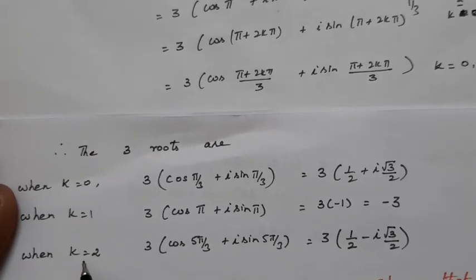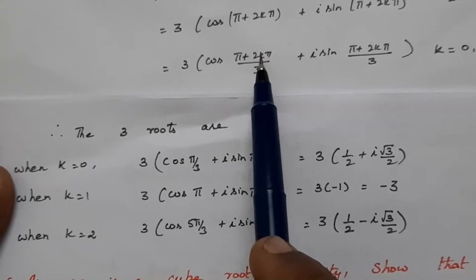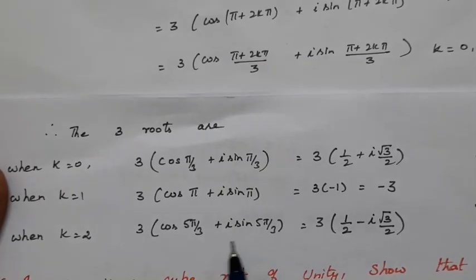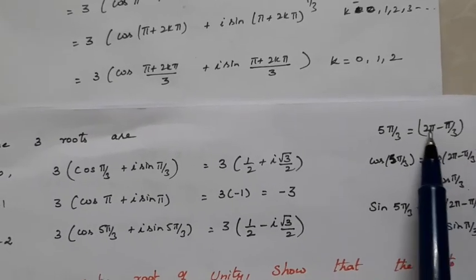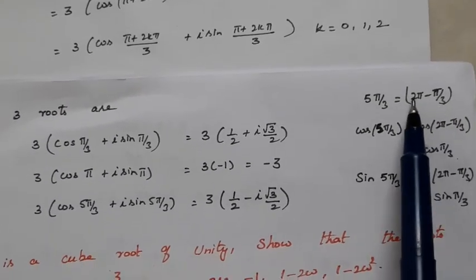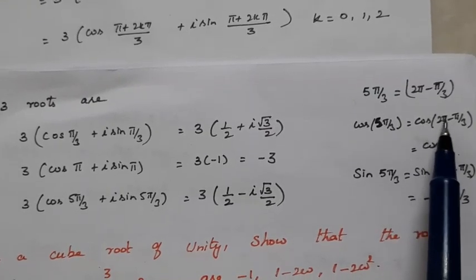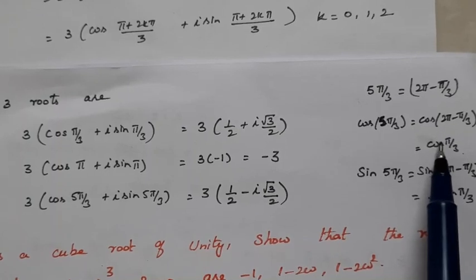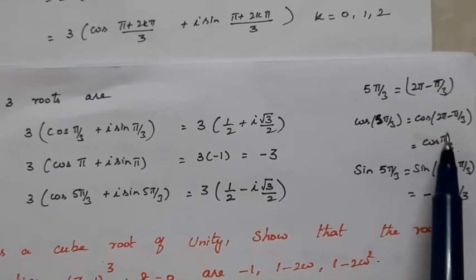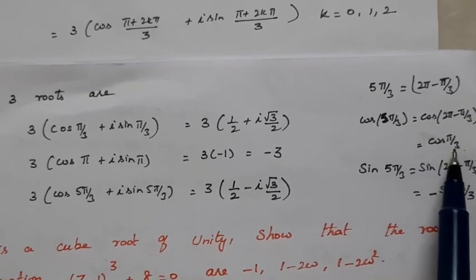Then the third root is obtained by substituting k is equal to 2. So 2 2s are 4, 4 pi plus pi, 5 pi by 3. Again 5 pi by 3 can be split up as 2 pi minus pi by 3. 3 2s are 6, 6 minus 1 is 5. So cos 5 pi by 3 is equal to cos of 2 pi minus pi by 3. 2 pi means one complete rotation. So minus pi by 3 means that the angle will lie in the fourth quadrant. In the fourth quadrant cos is positive. So cos pi by 3.